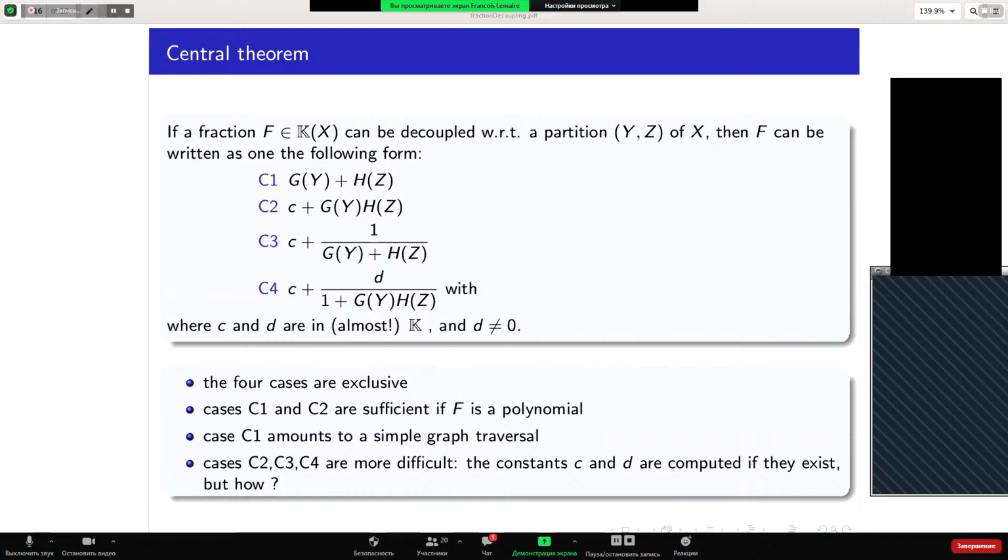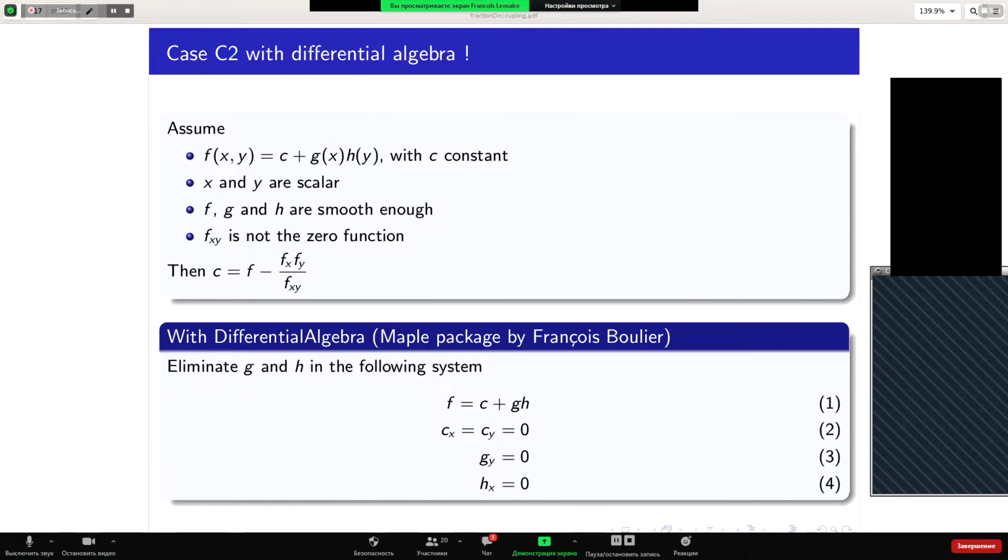The four cases are exclusive. The two cases C1 and C2 are sufficient if you want to deal with polynomials. The first case, C1, is in fact a simple graph traversal. And the three last cases are a bit more difficult because they involve constants C and D, which need to be computed. So I first show in the case C2 how you would compute the constant C. And in fact, you have a formula which is quite easy.